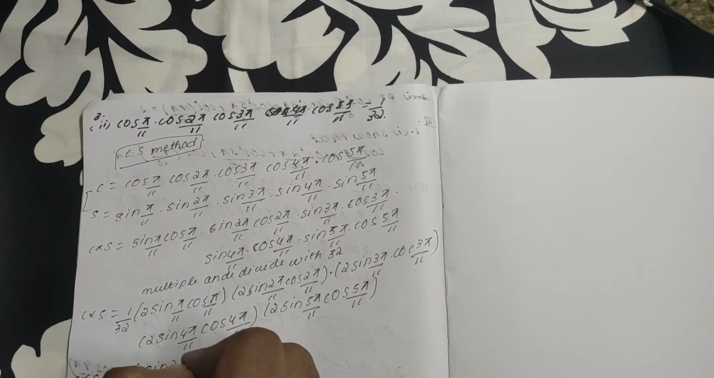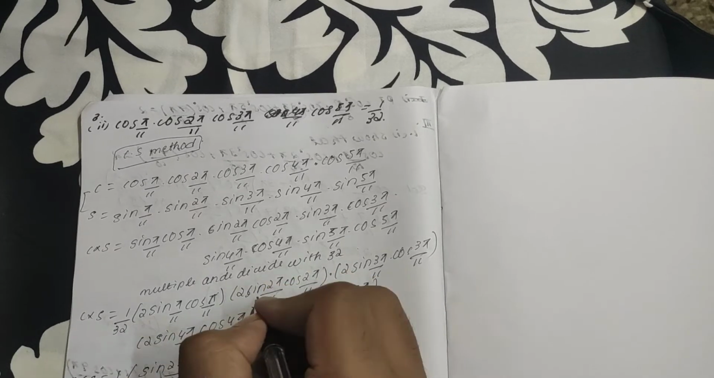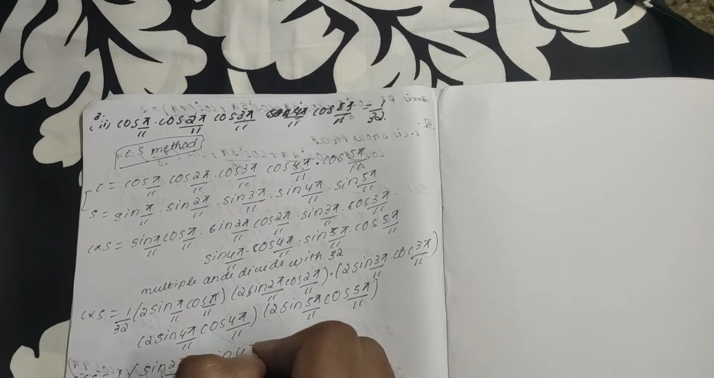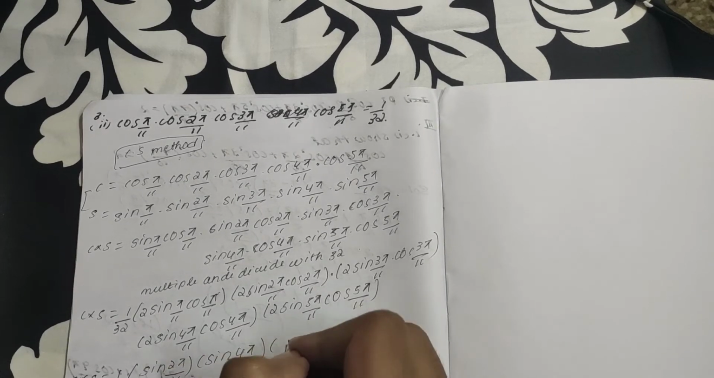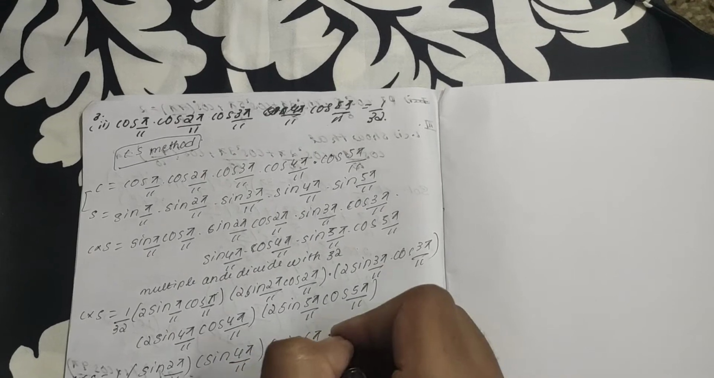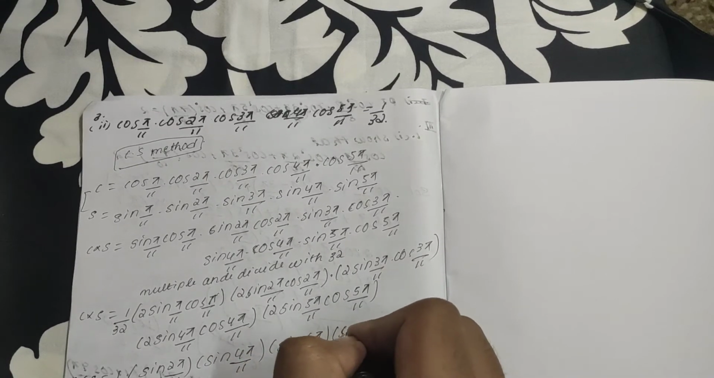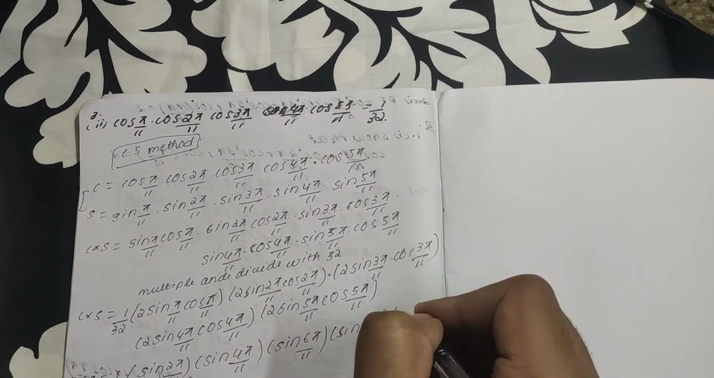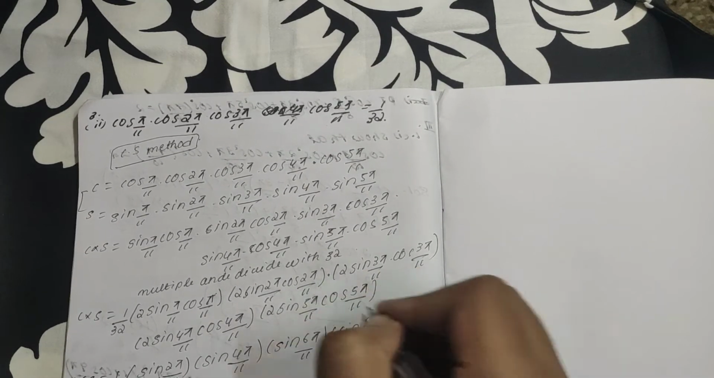So C into S is equal to 1 by 32 into 2 sin theta cos theta. This is sine 2 pi by 11. 2 sin theta cos theta, this is sine 4 pi by 11. Similarly, this is sine 6 pi by 11. This is sine 8 pi by 11. And this is sine 10 pi by 11.